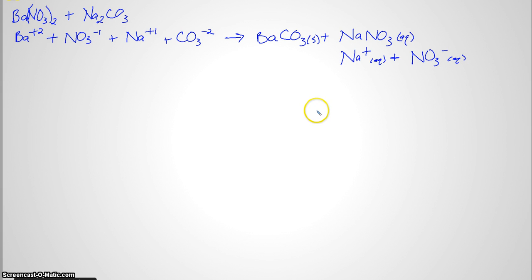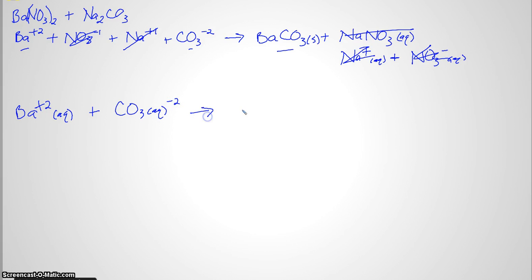Now we take out the spectators. Which things stayed ions? Well, the sodium ions stayed ions, the nitrate ions stayed ions, so those are our spectators, right? So what's left? We have the barium, the carbonate, and our solid precipitate. So our net ionic equation becomes barium ions plus carbonate ions yield solid barium carbonate. There we go, okay? So we end with the overall net ionic equation for that particular reaction.